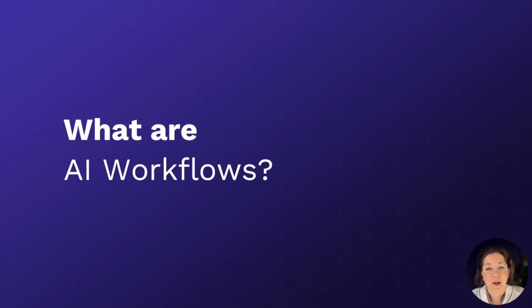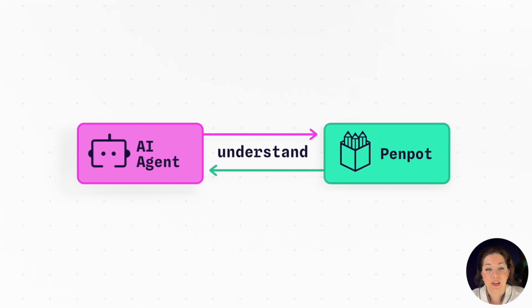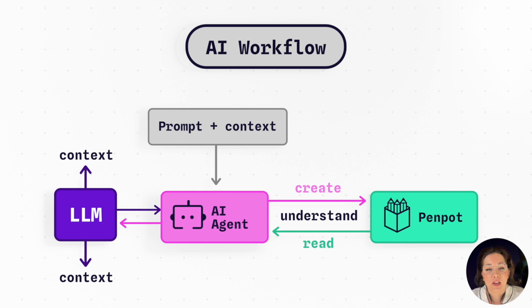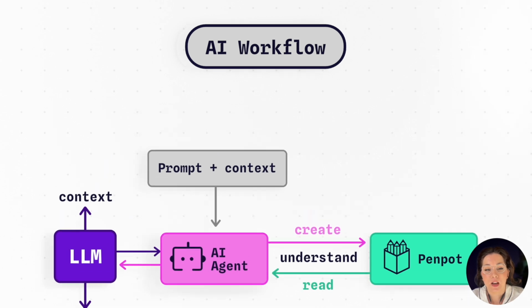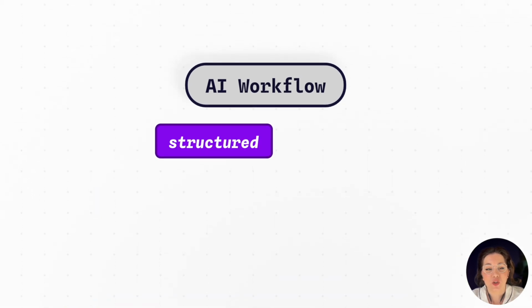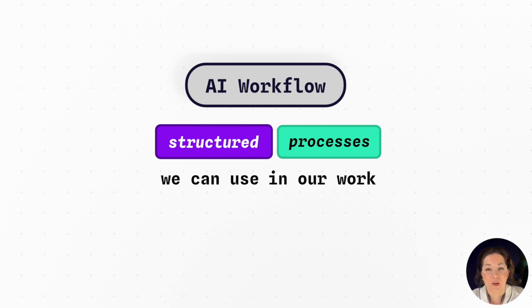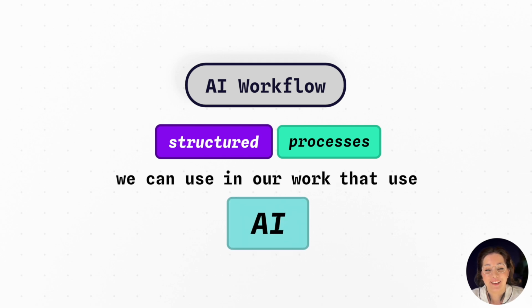And so when we're talking about AI workflows, we're talking about connecting an agent to Penpot. It can read the existing elements, assets, and tokens in the Penpot file, and it can create new elements, assets, and tokens in your Penpot file. And it can work out the context for your design using its training data from around the web or any specific references you provide. And so AI workflows are essentially structured processes we can use in our work that use AI. After all of that, Juan, what problems do AI workflows actually solve for designers and developers?